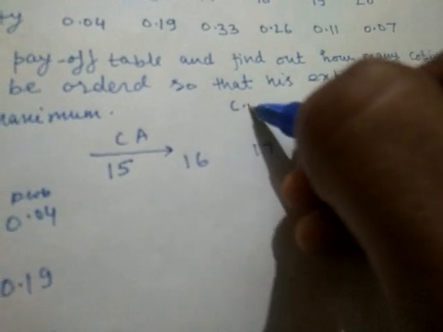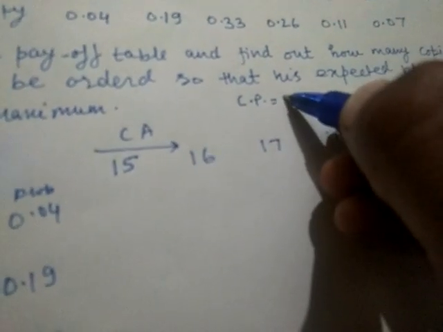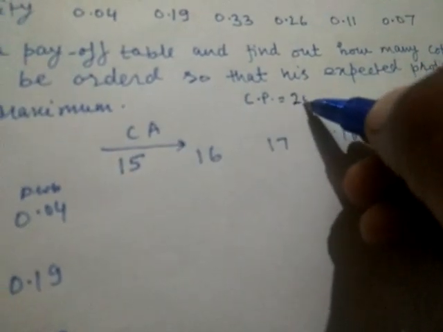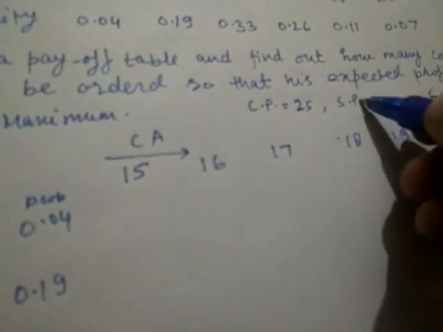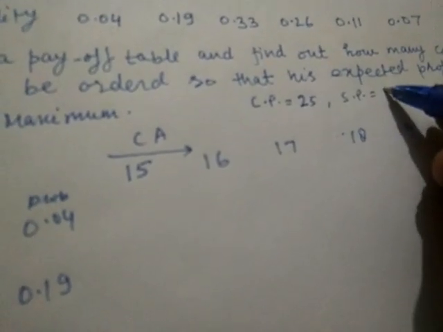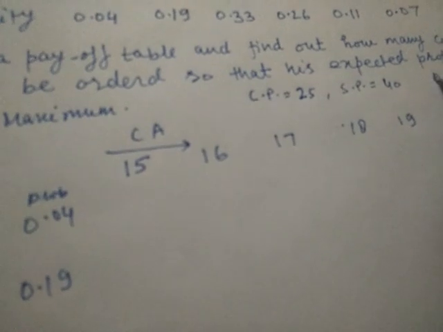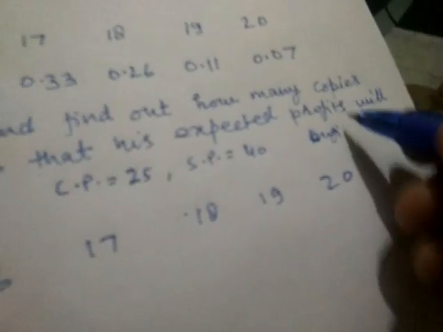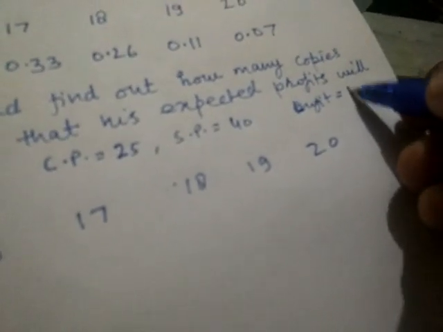Now see, if one newspaper is purchased, what is the cost price of one newspaper? Cost price of one newspaper is 25. And what is the selling price of one newspaper? That is 40. So the profit after selling one newspaper will be 40 minus 25, that will be 15.